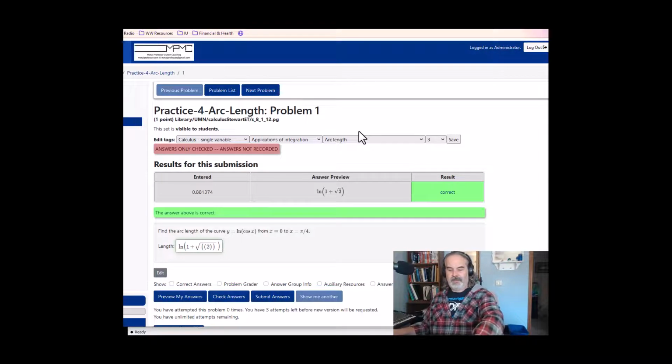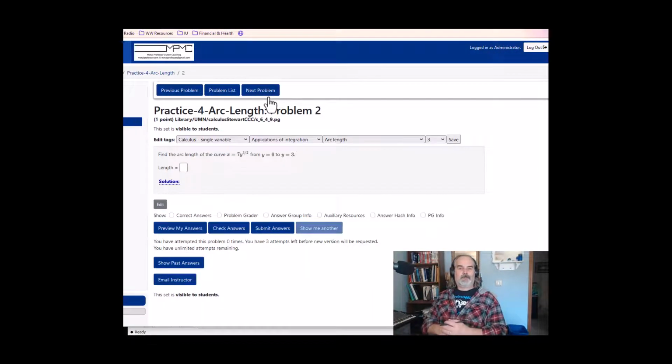Now I'm going to hit the reset button. Arc length problem number 2. Find the arc length of the curve x equals 7y to the 3 halves from y equals 0 to y equals 3. Now this sounds a little bit backwards because usually it's y equals f of x between x equals this to x equals that, but this flips the script on that and it doesn't matter.